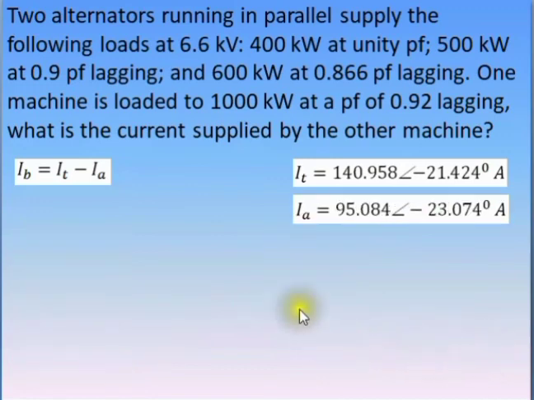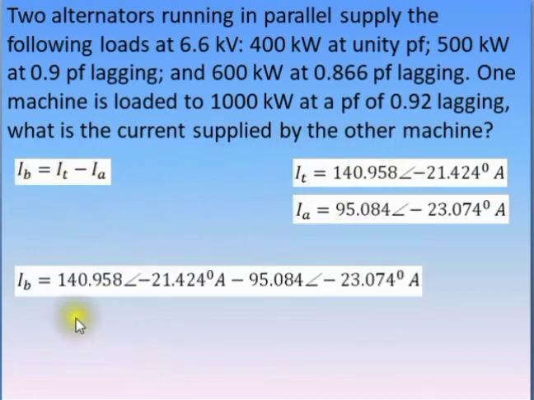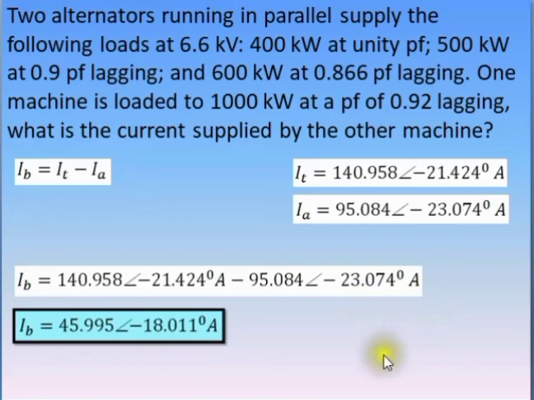At ngayon nakuha na po natin yung values ng I total and IA. Kunin naman po natin yung value ng IB. Substitute lang po natin ito dito. And we have 140.958 angle negative 21.424 degrees amperes minus 95.084 angle negative 23.074 degrees amperes. Ang sagot dito ay 45.995 angle negative 18.011 degrees amperes or simply 45.995 amperes or pwede po natin siyang i-round off into 46 amperes.